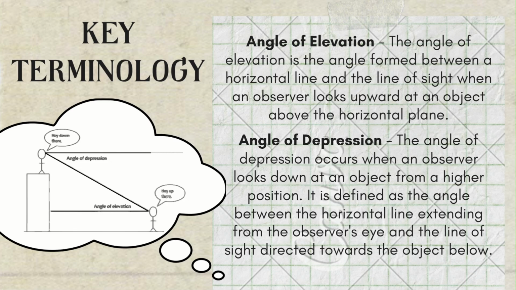And the angle of depression mathematically is the angle that occurs when an observer looks down at an object from a higher position. It is defined as the angle between the horizontal line extending from the observer's eye and the line of sight directed towards the object below.